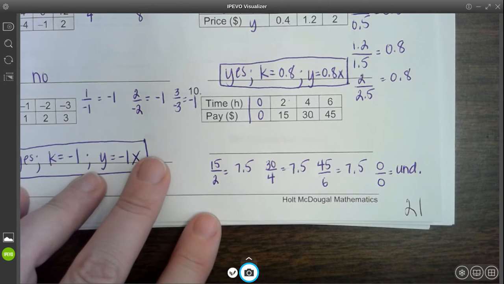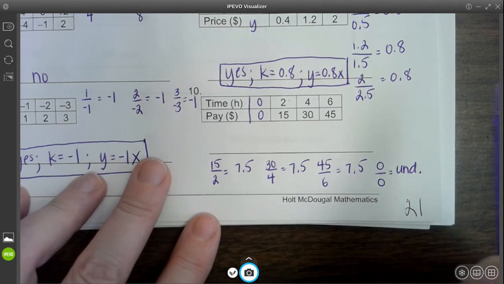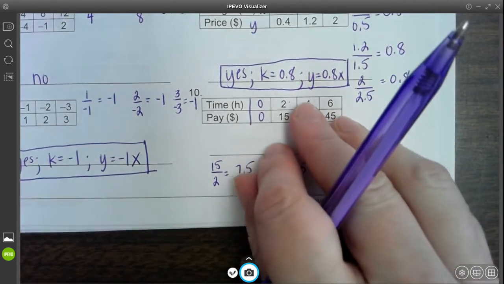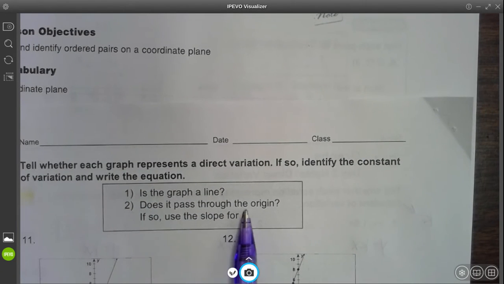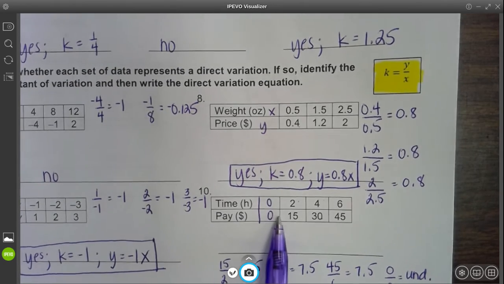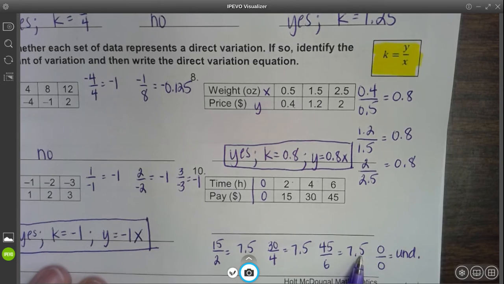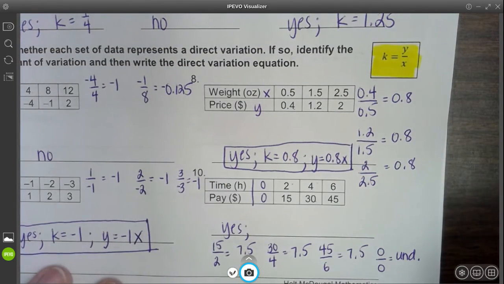That's undefined, right? But it's kind of just there to throw you off, because by definition, a direct variation equation goes through the origin. That was one of the things we talked about yesterday. Does it pass through the origin? It has to. So if you ever see 0, 0 on a table of values, don't let it throw you off. If the rest of the values are all the same when you do y divided by x, the answer is yes. This is direct variation.